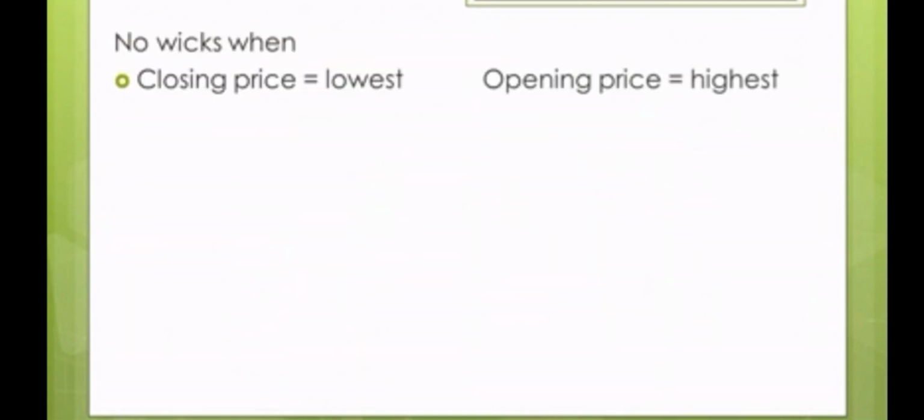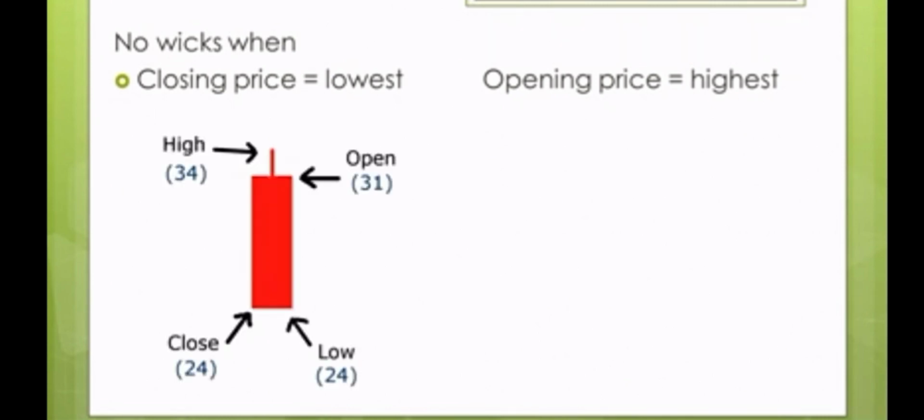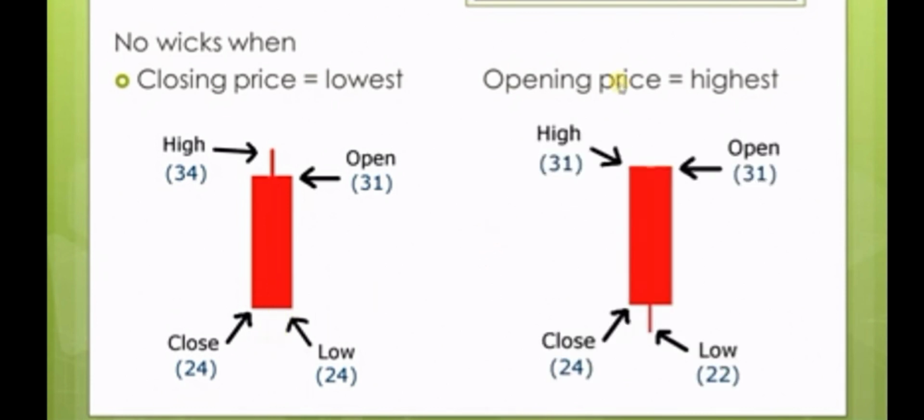There's one more thing you have to take note when looking at the charts. What happens when your closing price is also your lowest price for the day, or when your opening price is also your highest price for the day? Now for candlestick chart, this will be represented by the candle not having any wicks. If the closing price is also the lowest price, there will be no lower wick. If the opening price is also the highest price, there will be no upper wick.